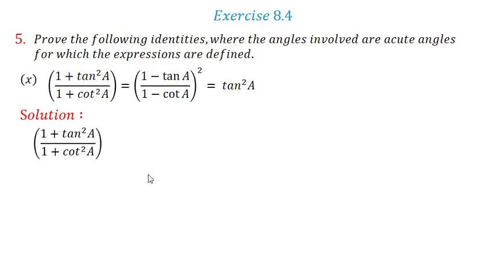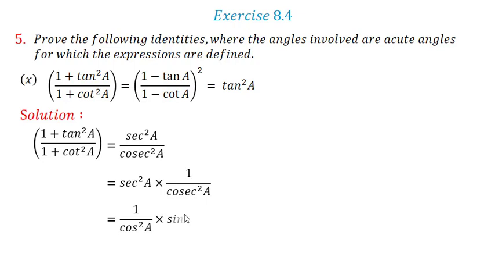So let us take this part, which is 1 plus tan square A upon 1 plus cot square A. 1 plus tan square A we can write as sec square A, and 1 plus cot square A I can write as cosec square A. This kind of problem I have solved before also. So sec square A into 1 upon cosec square A. This sec square A can be written as 1 upon cos square A, into 1 upon cosec square A, which is sin square A. So sin square A upon cos square A is tan square A. So this is my first equation. So I proved that this part is equal to tan square A.